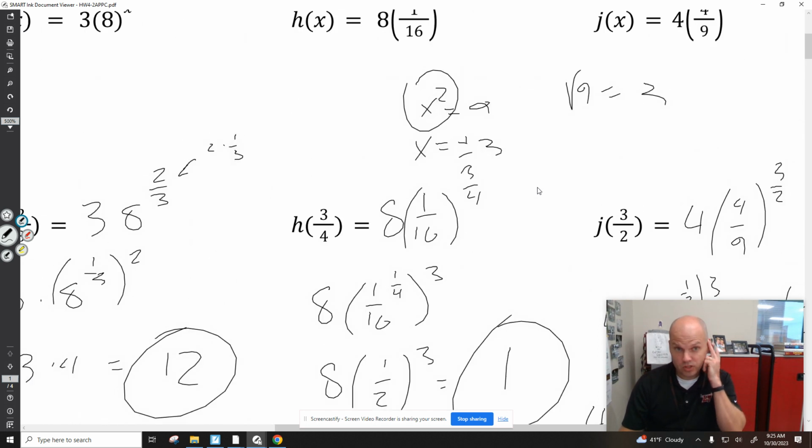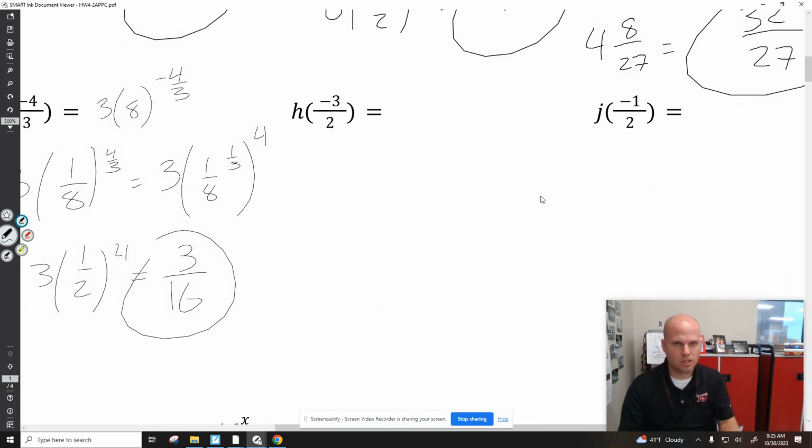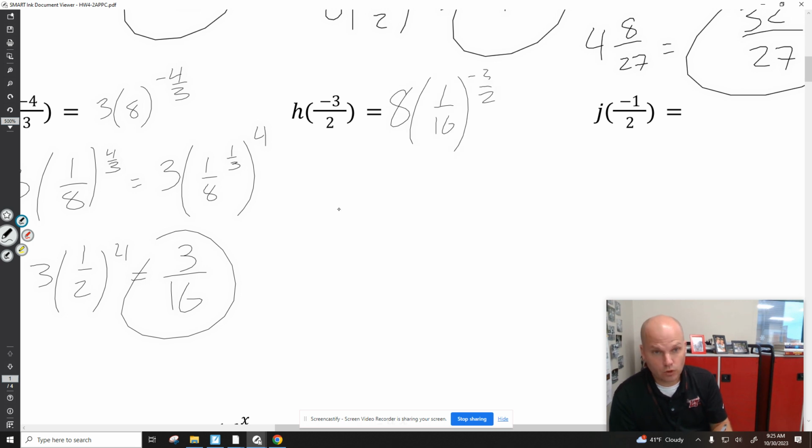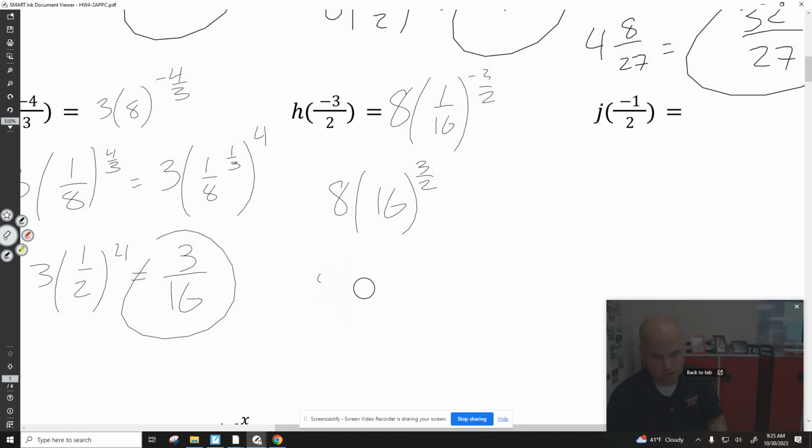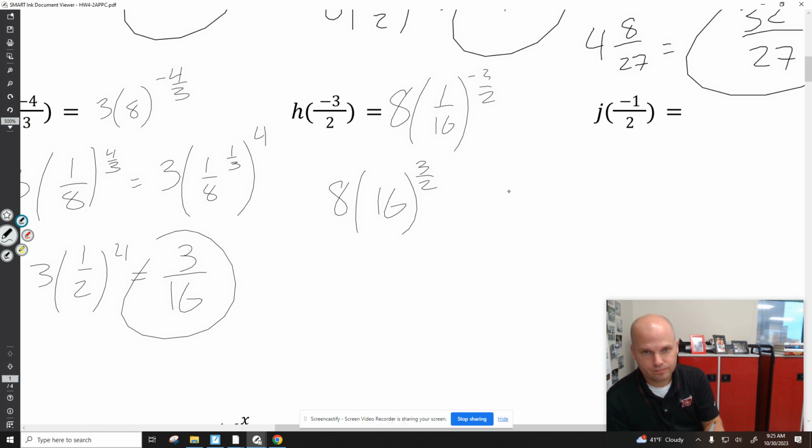Negative 3/2 for 1/16. First thing I'm going to do, a negative power is like dividing. Well, if I'm dividing 1/16, that's like multiplying by 16. Okay. I'm not going to take 16 and cube it. I'm going to take 16 and square root it first, and then cube it second.